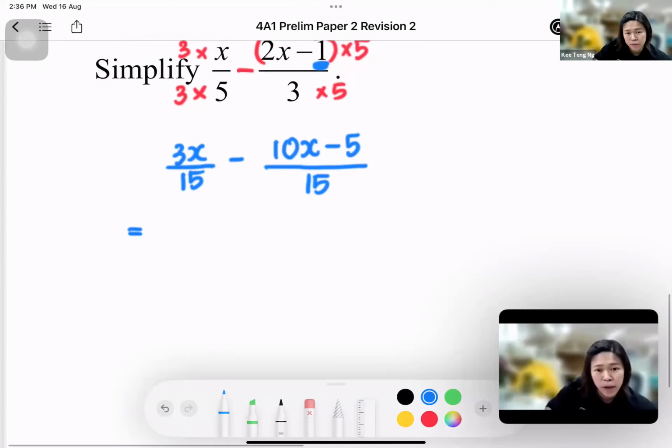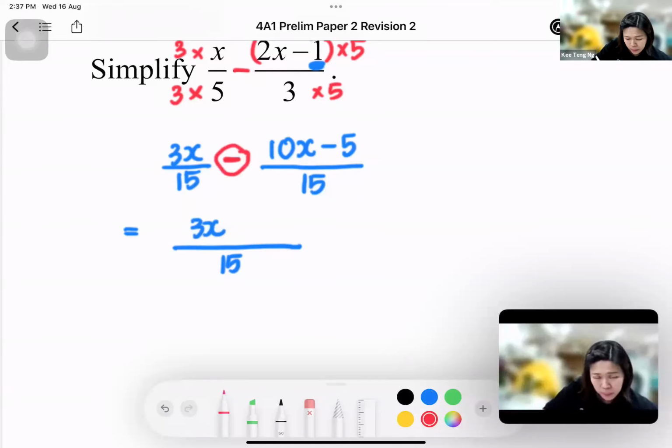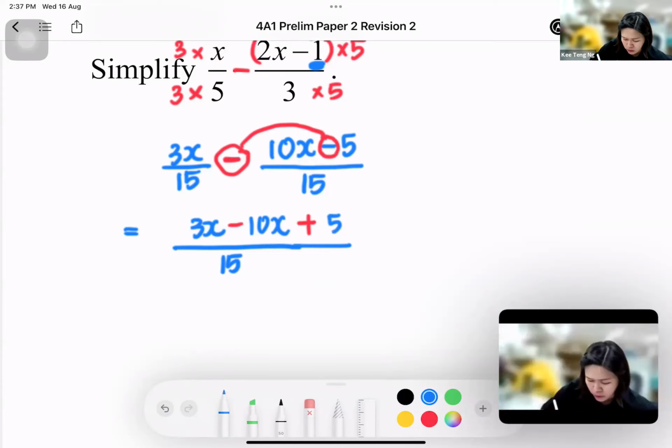Okay, so now we have subtraction. When we have subtraction, the next step, we're going to combine them into one single fraction. What must change? Negative. So it's still negative 10x, no problem. But negative times negative, this one would become positive. Yes, this one becomes plus 5.